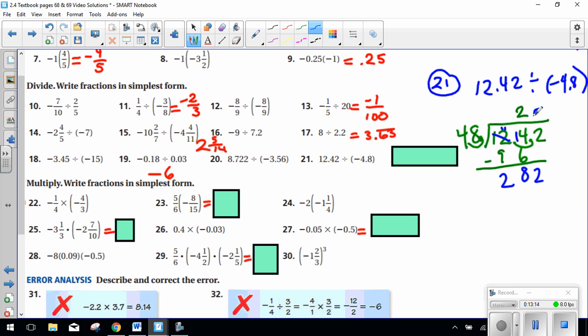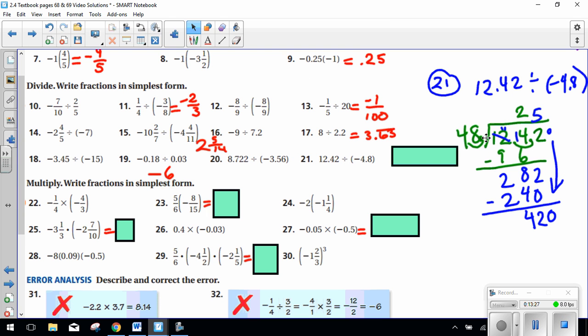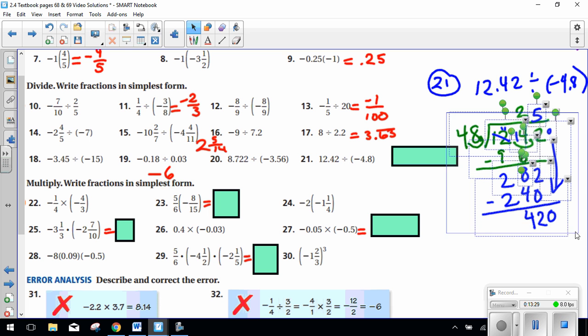48 goes into 282 5 times. 5 times 48 is 240. When we subtract, we get 42. Add a 0 and bring down. I just need to move this over a little bit.